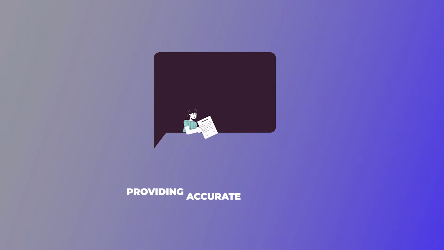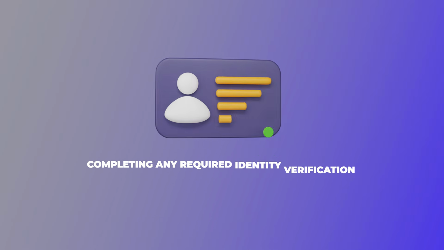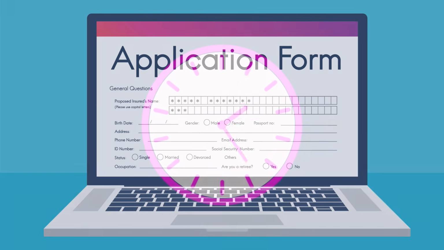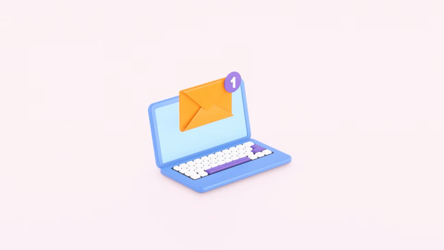So let's quickly recap. USPS Form PS 1583 is an authorization form that allows a commercial mail receiving agency to receive USPS mail on your behalf. It's an important security requirement, not just another piece of paperwork. Providing accurate information, completing any required identity verification, and carefully reviewing your submission can help avoid delays and get your virtual mailbox activated as smoothly as possible.